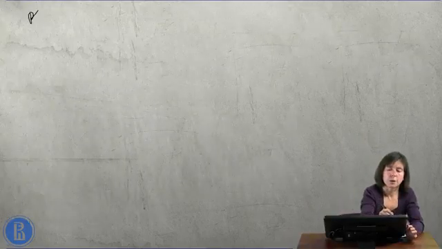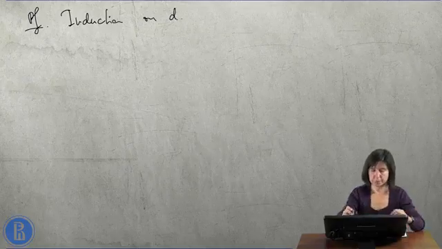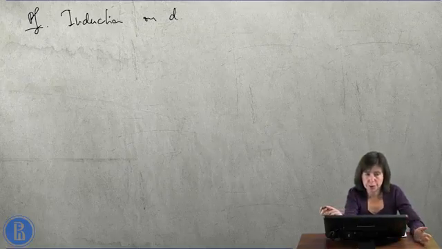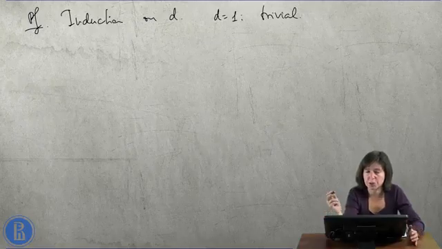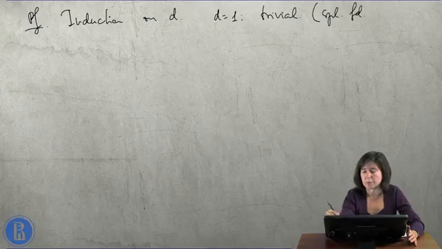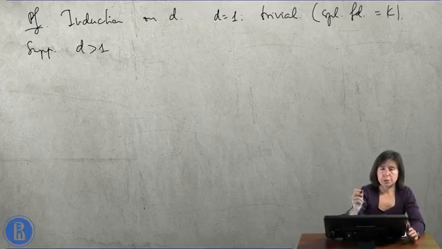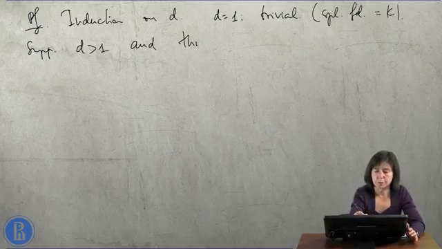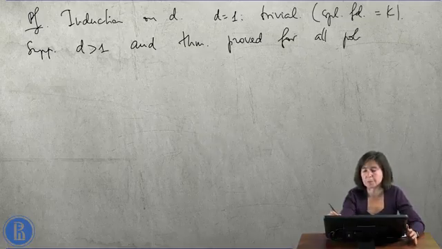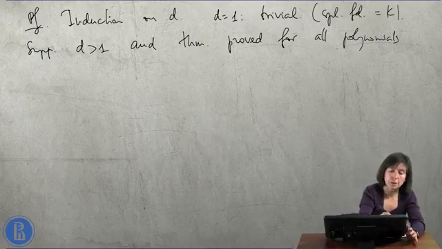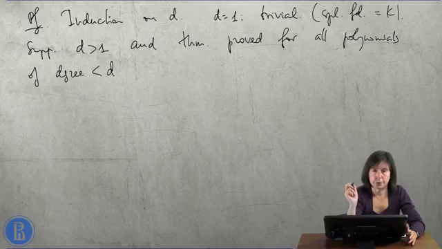We shall prove this theorem by induction on d. Well, if d is equal to 1, everything is trivial. Any splitting field is just K itself. So let me suppose that d is greater than 1 and the theorem is proved for all polynomials of degree strictly less than d over any field K.